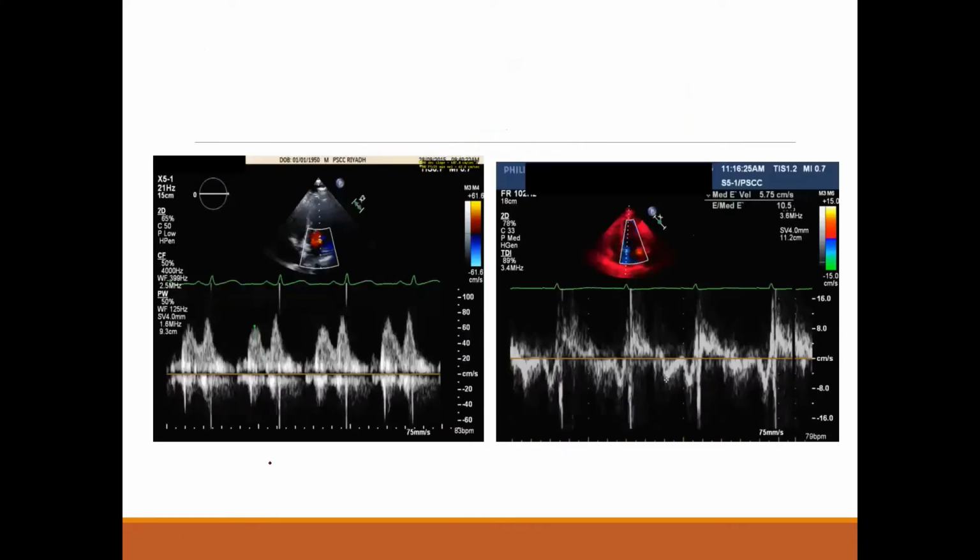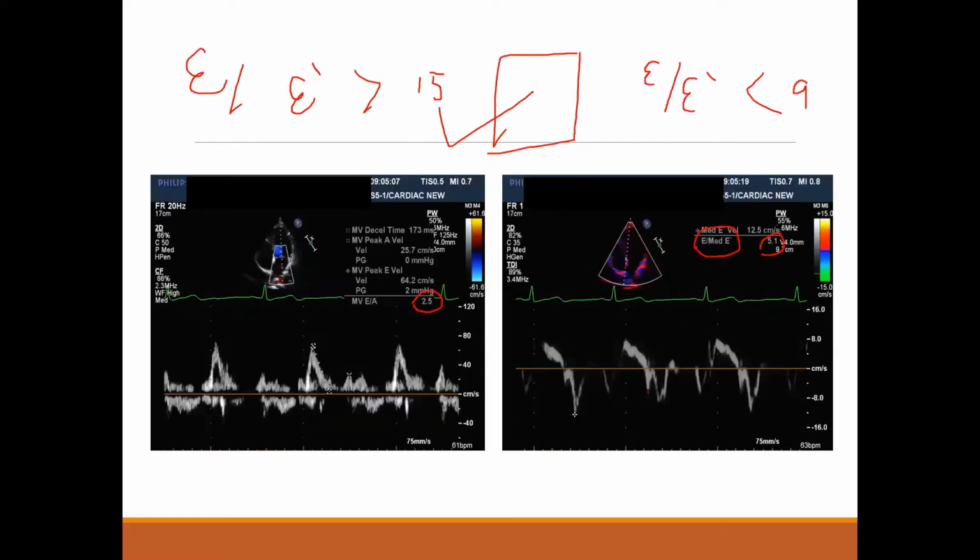Now look at this one here. Hatim? Yes? What about the E to A ratio? It is 2.5. Does it come with severe diastolic dysfunction? Not necessarily. I agree with you.